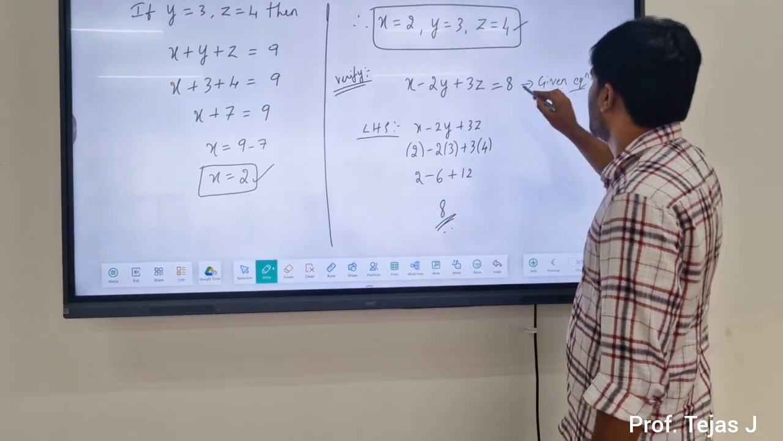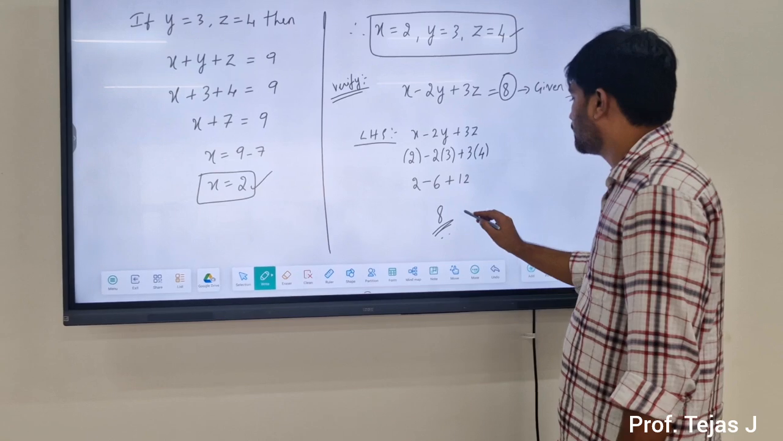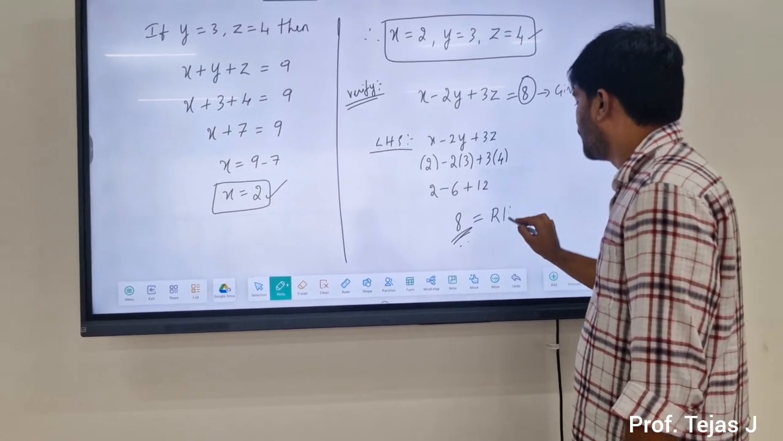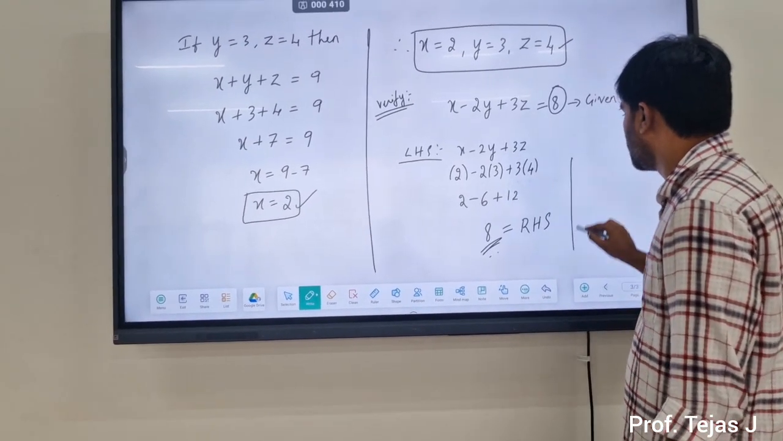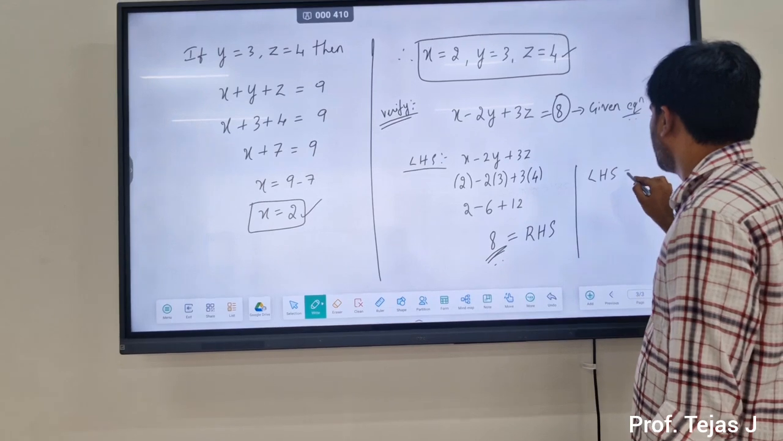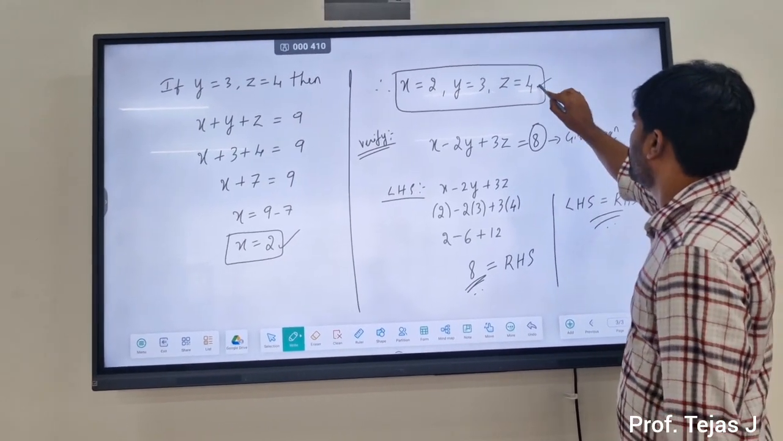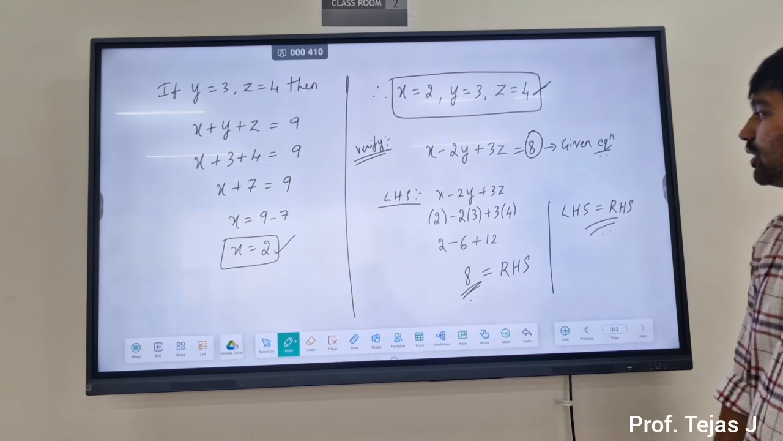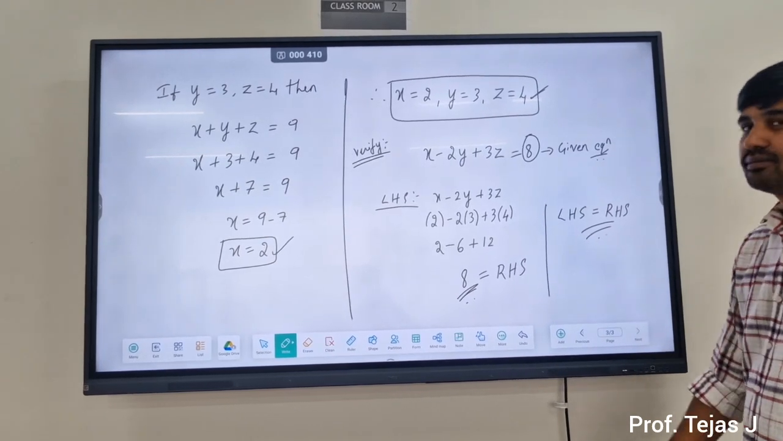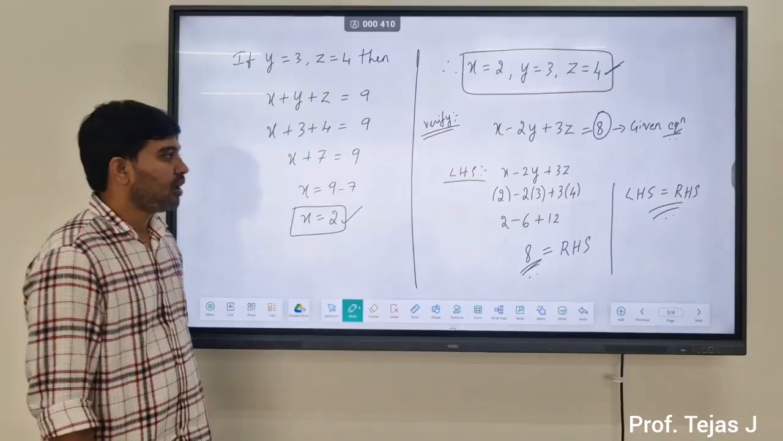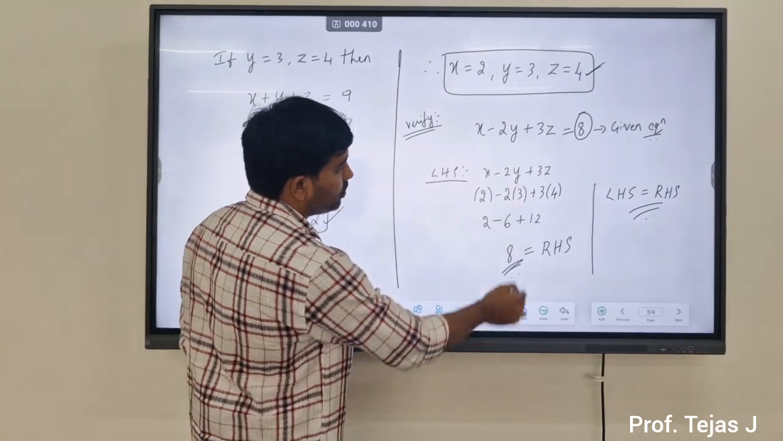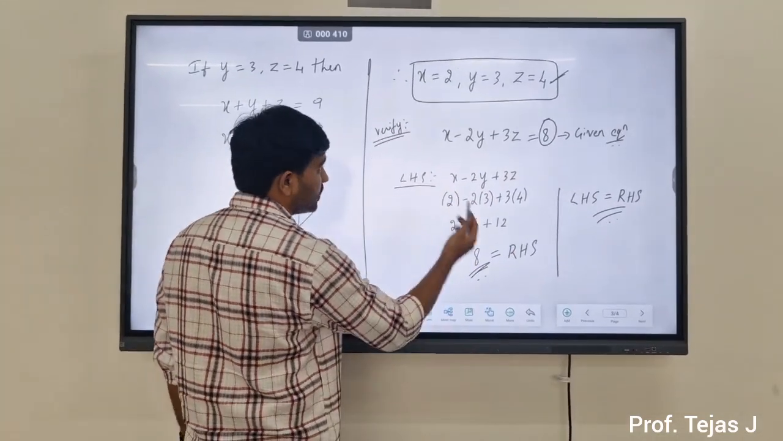And what is the right hand side value from the given equation? It is 8. So we have proved that LHS is equal to RHS. Hence we can say that the values we got for x, y, z are absolutely right. So this is how we prove LHS equal to RHS.